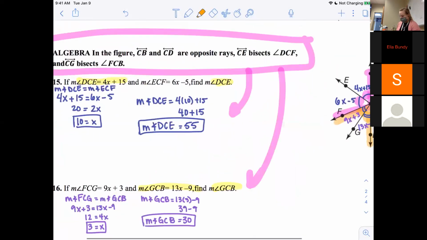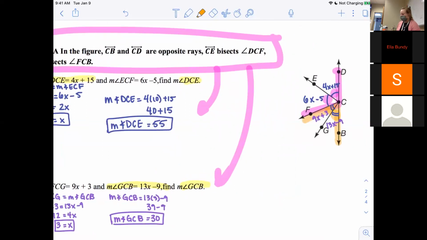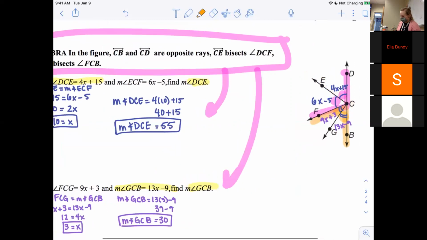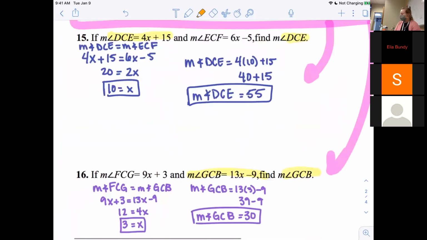The first one says, if DCE, that top angle, is 4x plus 15, and ECF, that middle one, is 6x minus 5, then I want to find what DCE is. So what I had to do was find x. Since those pink angles are congruent to each other, I just set them equal to each other. Got x equals 10. And then I plugged it in to find DCE.